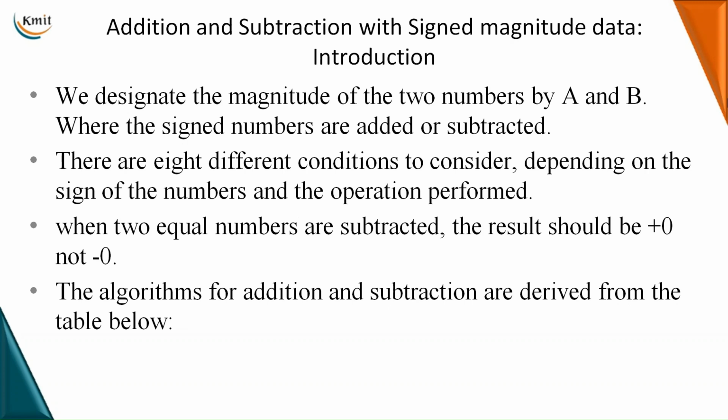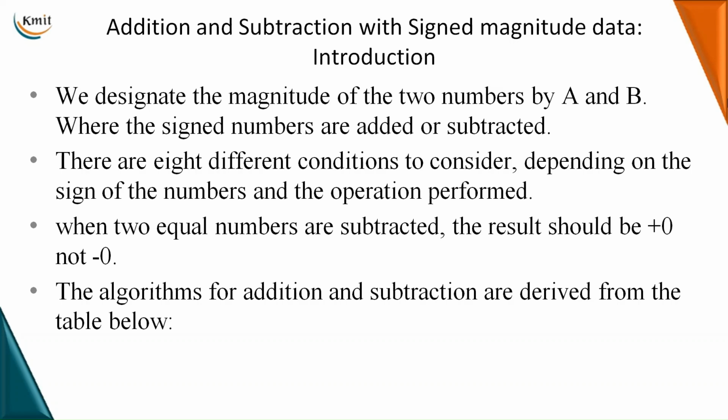conditions to consider. Consider when both the operands A and B are equal, and they are subtracted, the result has to be plus 0 and it should not be minus 0, because there is no such minus 0 existing in the arithmetic. So when both the operands A and B are equal, say A is 5 and B is 5, when I perform a subtraction operation, my result should be plus 0 and it should not be minus 0. That has to be considered.